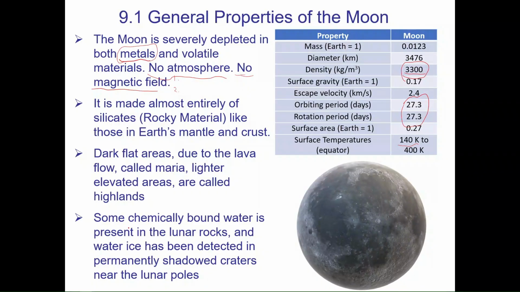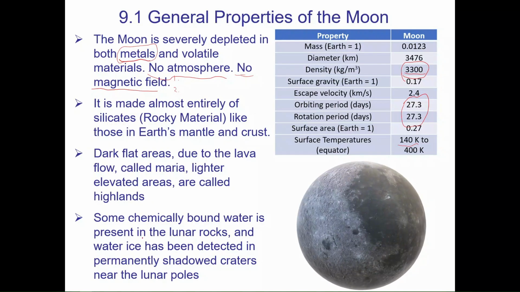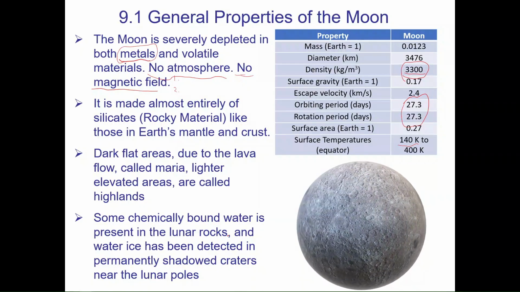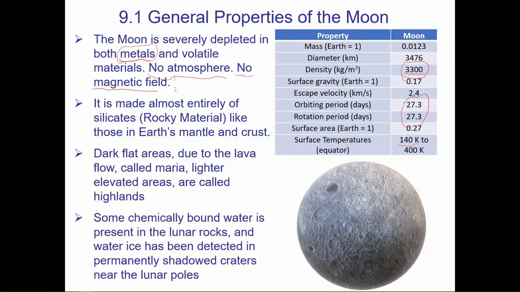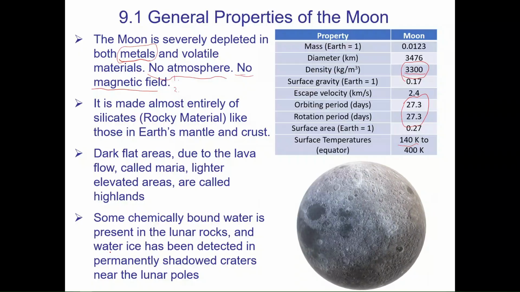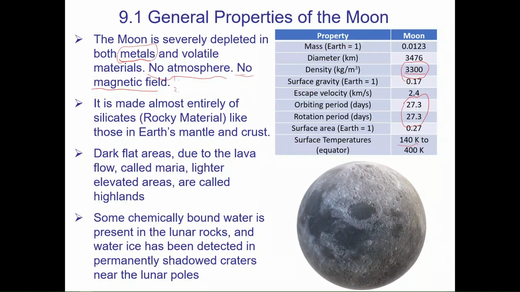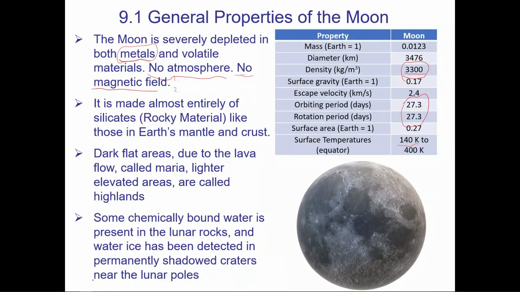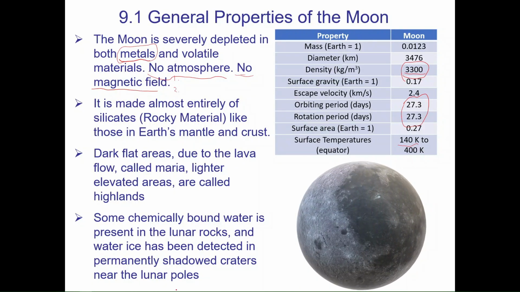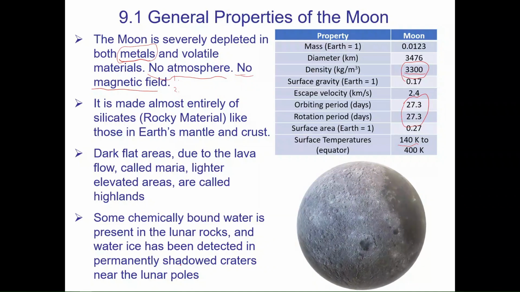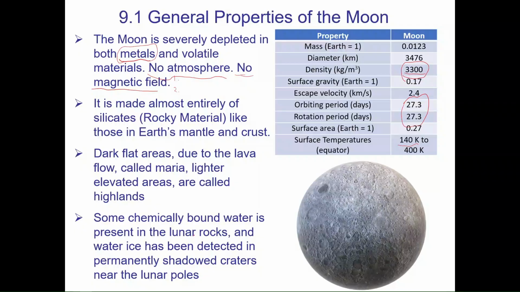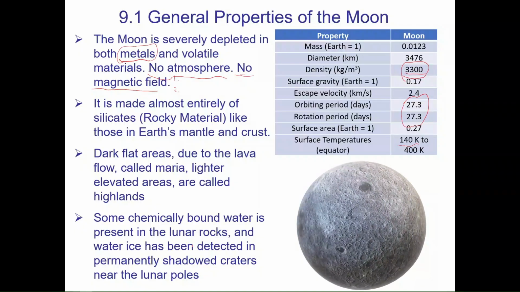They actually found that there is chemically bonded water in lunar rocks. So that means we can use certain ways to extract the water from lunar rock. And they also found some water ice in the permanently shadowed craters near the lunar pole. So you can see these can all be potential sources of water for us in the future when we want to establish a settlement on the surface of the moon.